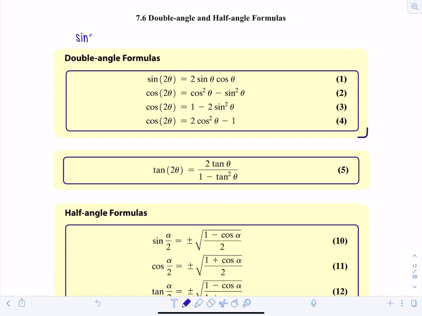So for sine 2 theta, we're going to use our angle addition formula. That's sine of theta plus theta, right? Isn't that 2 theta? And then using our angle addition formula, this would be sine theta cosine theta plus cosine theta sine theta. But these are really just like terms, right? Sine theta cosine theta. So we have 2 sine theta cosine theta. So there's that one.